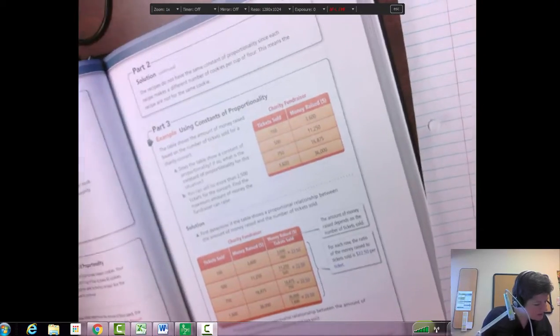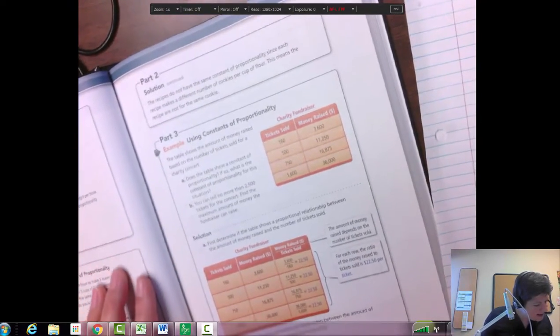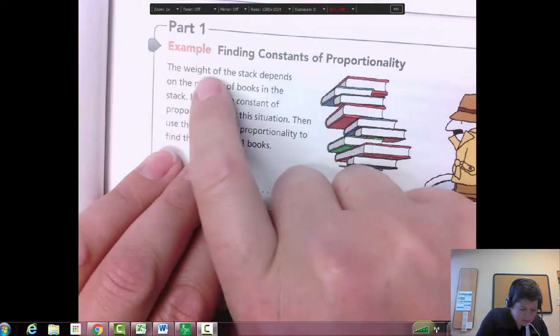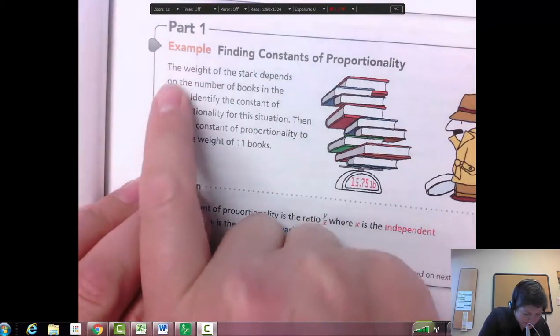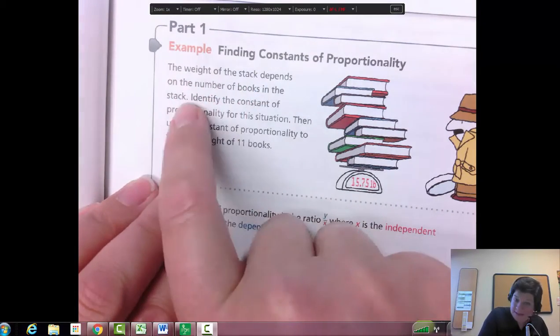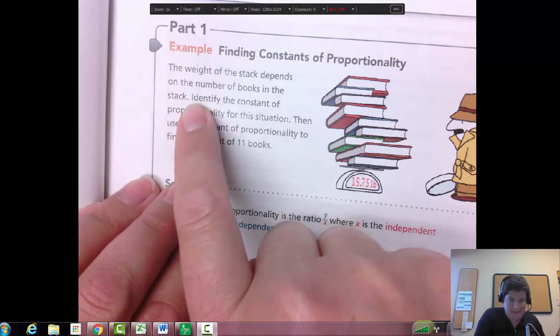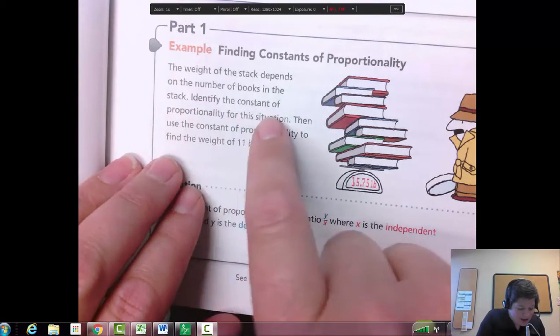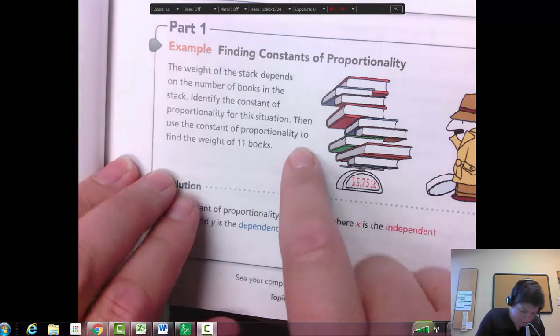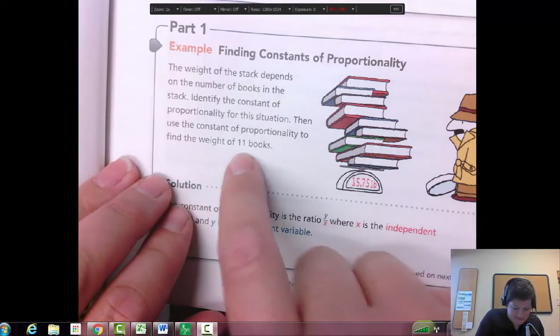Okay, so let's look at this next one. They don't really write that part one. Do they write that? Okay, yeah, here it is. So we're looking at these books over here. The weight of the stack of books depends on the number of books in the stack. Well, that makes sense, right? They depend on each other. Identify the constant of proportionality for this situation. Then use the constant of proportionality to find the weight of 11 books.